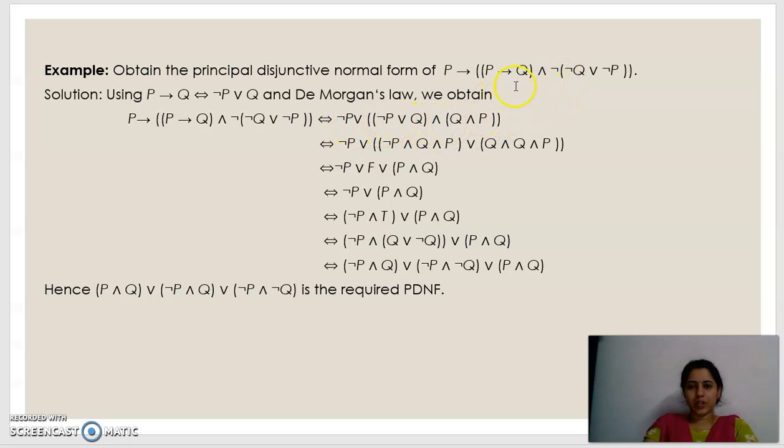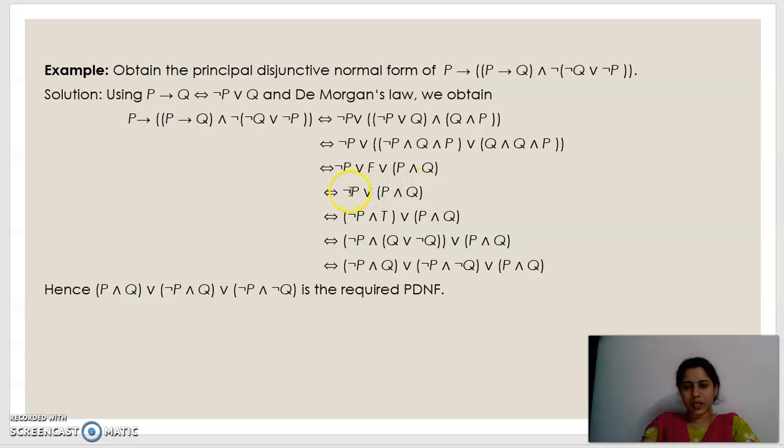Next apply De Morgan's law. Here in the last part of the given statement, if you apply the negation law, then you will get Q and P. Then again apply the distributive law here, then you will get not P and Q and P, followed by this. So this implies not P or this; not P and P means false. False and Q becomes false, or P and Q. Q and Q is nothing but Q, so it becomes P and Q. So this whole thing becomes not P or P and Q.